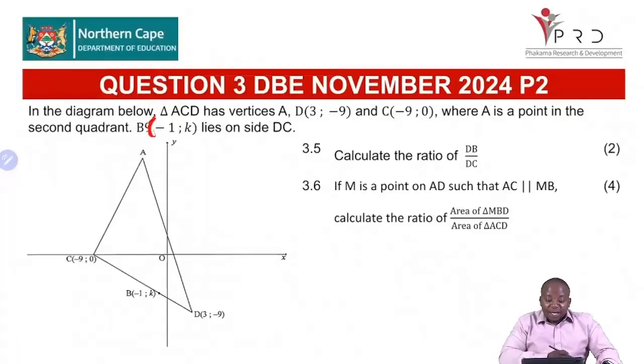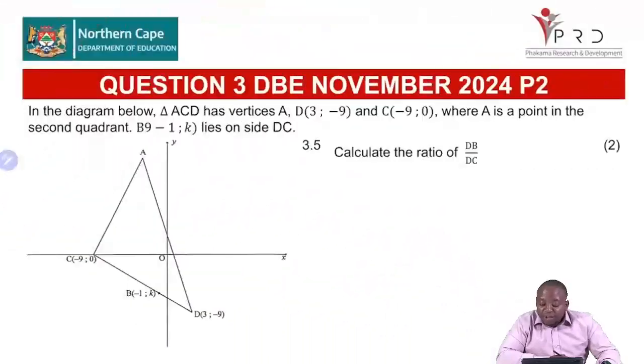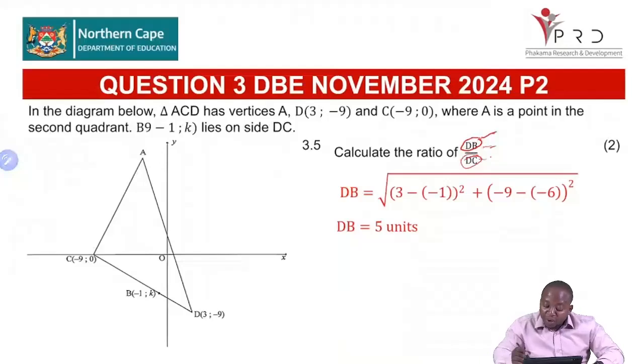Welcome back. Let us look at question 3.5. It says calculate the ratio of DB over DC. This is simply saying we need to find the distance of DB over the distance of DC, the length of DB over the length of DC, in terms of a ratio. We have DC already. Remember, it was 15. Then we need to find what DB is.